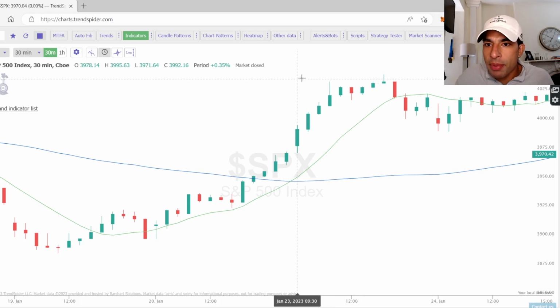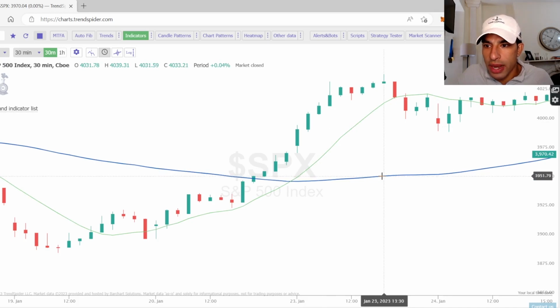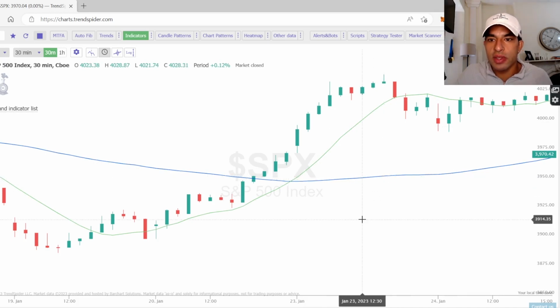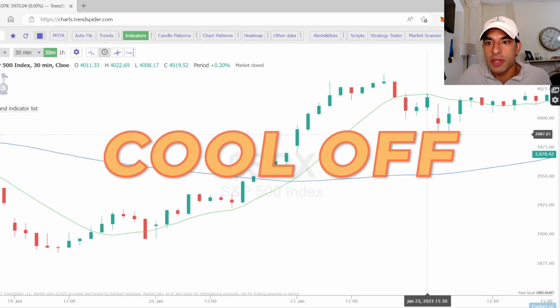Here at the top of this move, 40.35-ish, 40.40 we'll call it, the 50 SMA was around 39.50. So 90 points extended from the 50 SMA to the upside. As you approach that 100 points overextended, you got to start to ask yourself, okay, I think we might be overbought. And look what happens. The market was due to cool off.